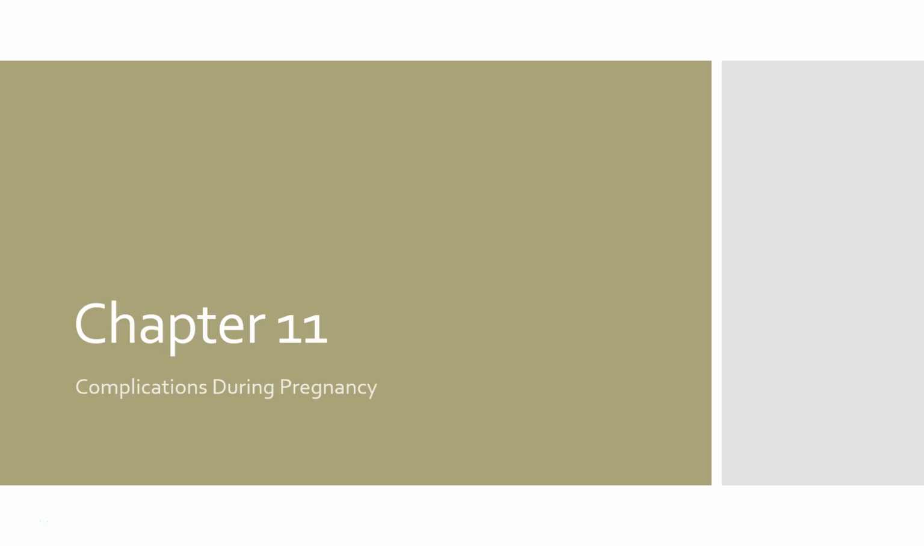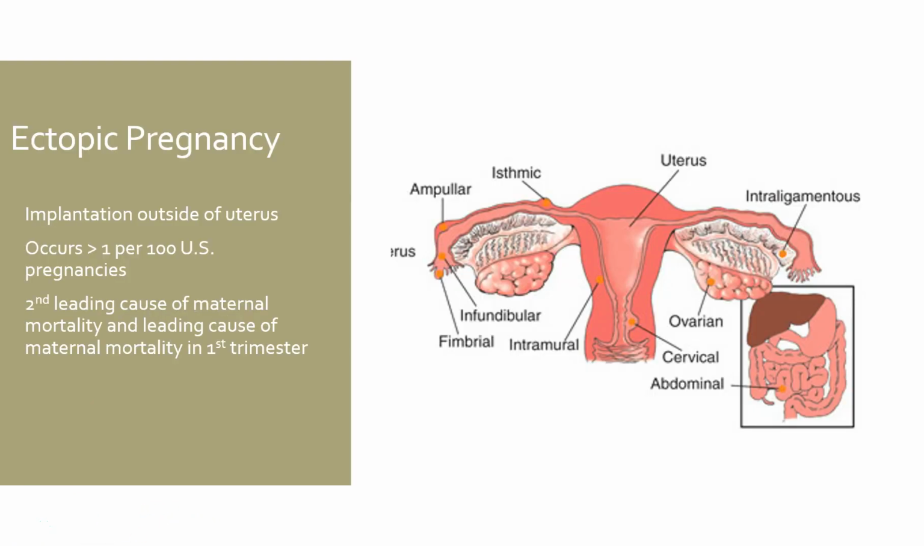In this lecture recording, we are going to cover Chapter 11, which is complications of pregnancy. The first complication I'm going to talk about is an ectopic pregnancy. This is one where the fertilized egg implants outside the uterine cavity.